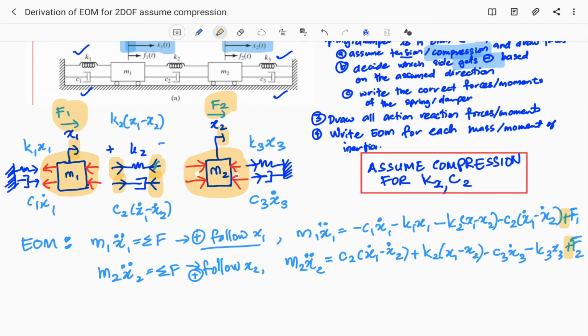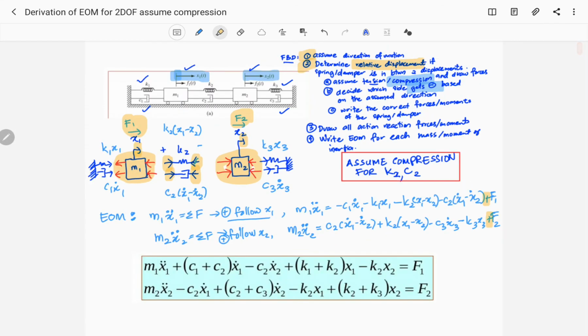Then you just need to rearrange, and you will check that this equation is exactly the same as the tension. So this is how it looks like if you rearrange these two equations. So you should get exactly the same as what is in the note. So it doesn't matter whether you assume compression or tension. You can notice that the plus minus will change, as well as the direction of your forces will also change. That's why at the end of the day you get exactly the same equation of motion. Okay, that's all.